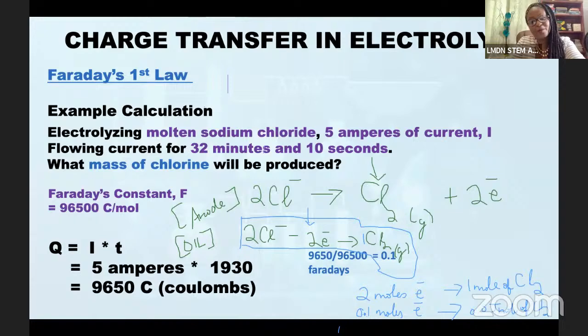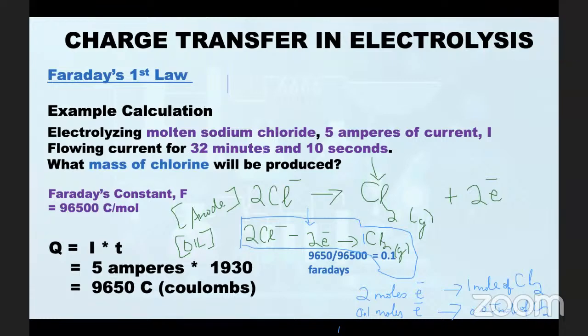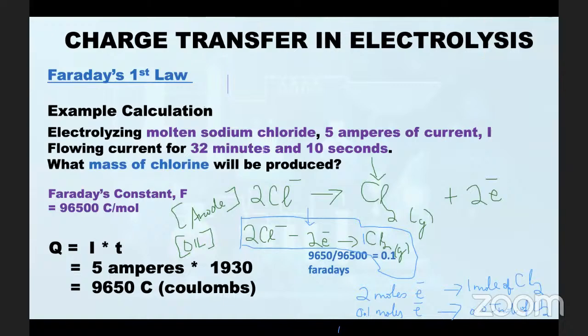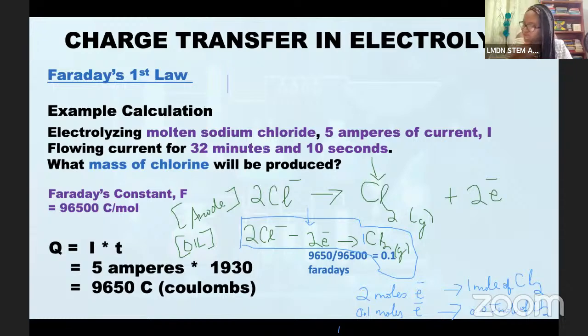Can anyone tell me? We did that a lot. We spent a lot of time on this in our mole concept sessions as well. It's transitioning from moles to mass. So we know the moles of chlorine molecule that we have now, and the question asks us to find the mass of chlorine that we produce. So what's our mass? And then we're done with this. That's 1.775 gram. 1.775 gram is what you got.